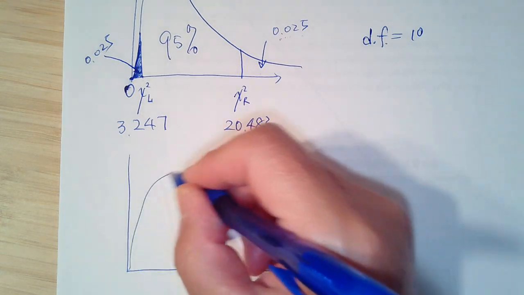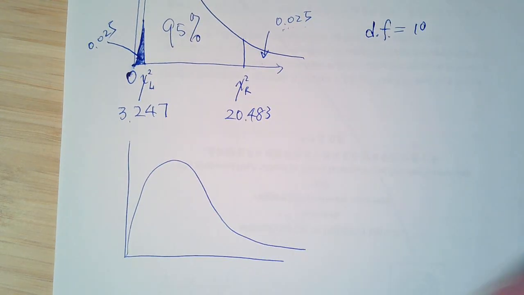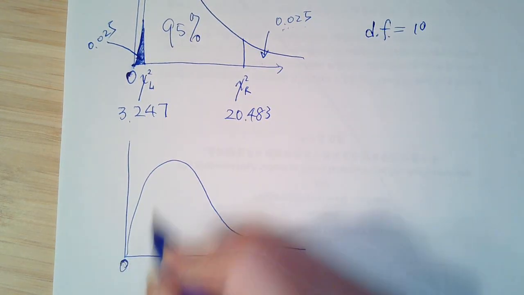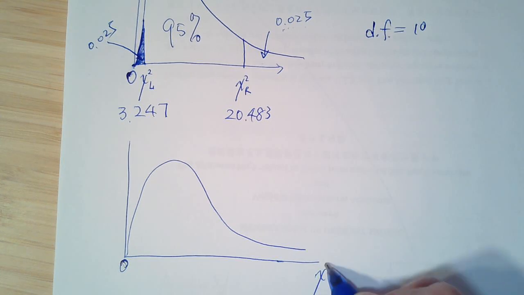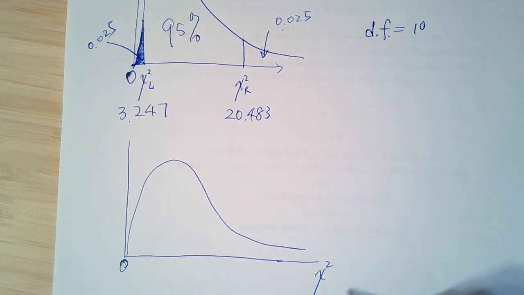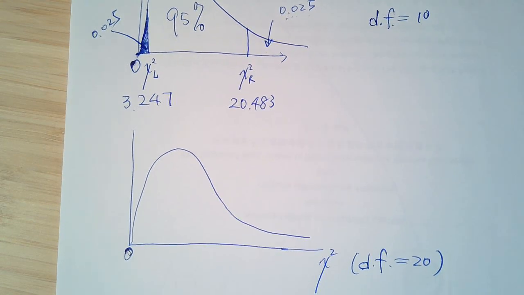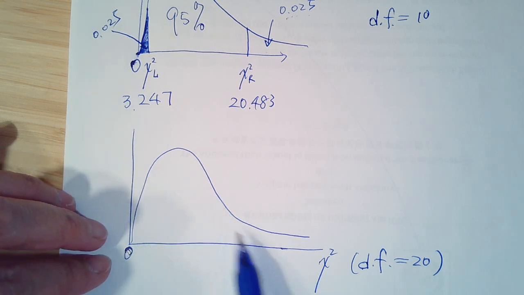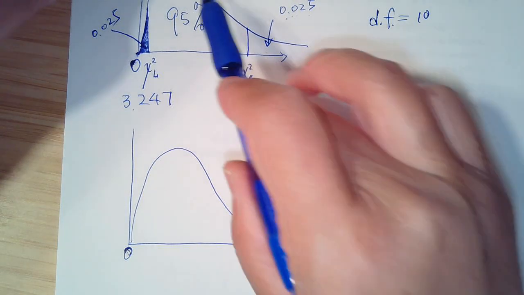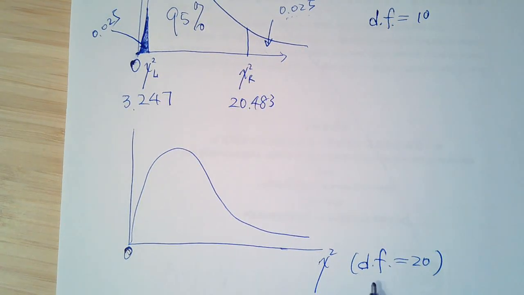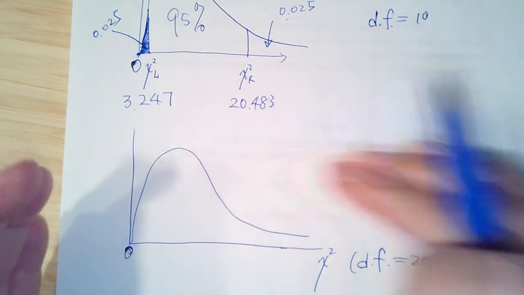Again, that's the chi-square. The chi-square looks really weird. So here's a 0, and this is a chi-square, and this degree of freedom, let me make it 20. And when the degree of freedom is 20, you might notice it's pretty flat. It's flatter than that one. So when the degree of freedom goes higher and higher, the distribution gets flatter and flatter.